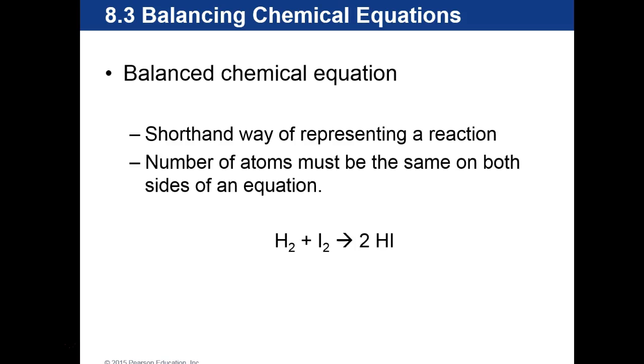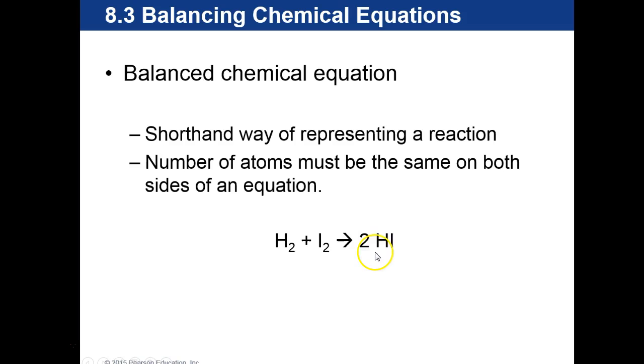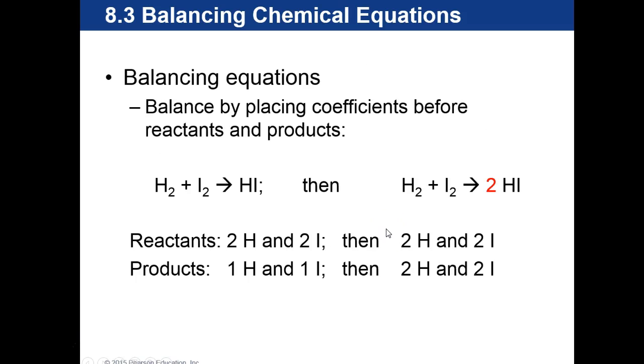We do need to make sure our chemical equations are balanced. This is a shorthand way of representing a reaction. The number of atoms must be the same on both sides of an equation. So here we have 2 hydrogens plus 2 iodines, creating 2HI, okay? If you see a 2 in front of a molecule, it means there's 2 hydrogens and 2 iodines. There's 2 of everything. So we balance equations by placing coefficients before reactants and products.